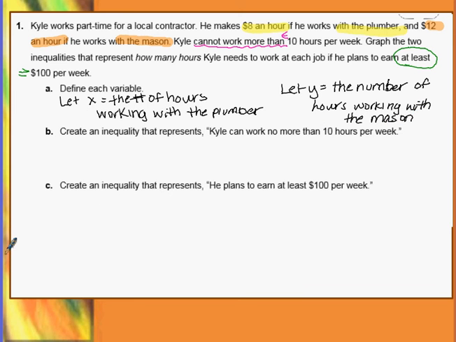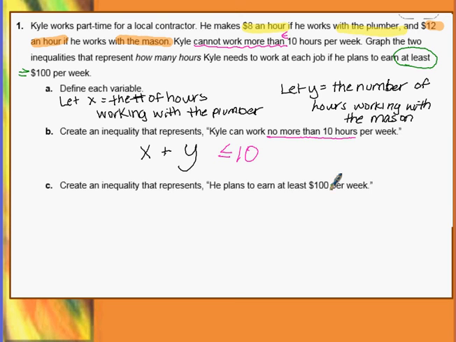Okay, now we're ready to create our inequalities. It says Kyle can work no more than 10 hours per week. So we said before, that means he must be working less than or equal to 10 hours per week. Well, the sum of the hours at the plumber plus the sum of the hours at the mason must stay under 10 hours per week, or could be equal to.